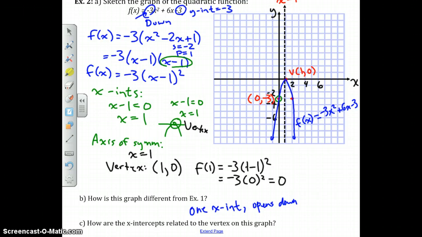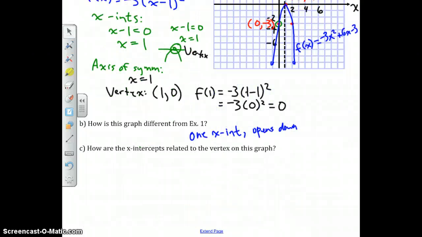The last question, C: how are the x-intercepts related to the vertex on this graph? Well, that was the information that we used. Since we had the same x-intercept both times, we only had one x-intercept. Since we had only one x-intercept, it's actually our vertex, so the vertex is at that point. That's an important thing to just keep in mind.